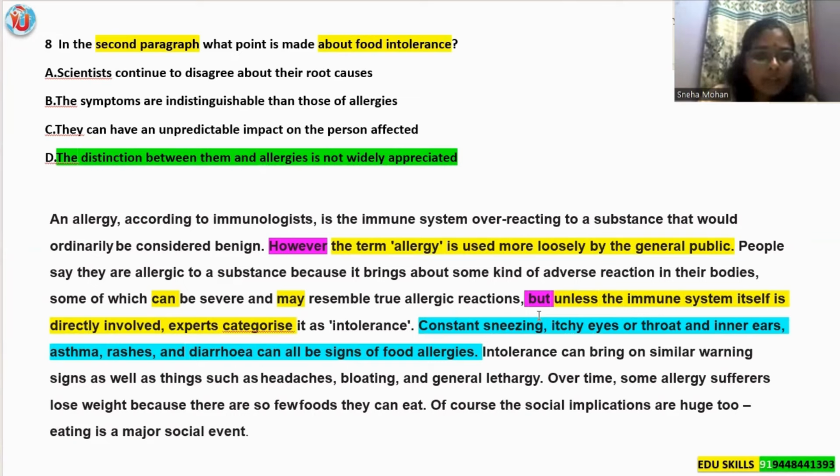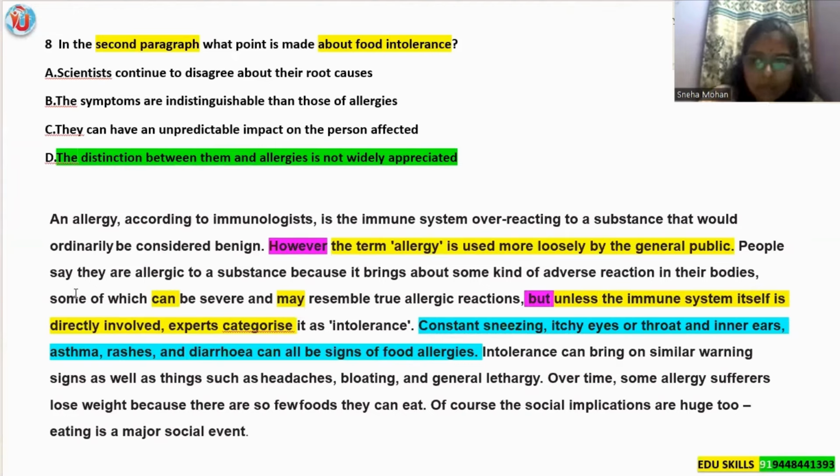In the entire paragraph, there is a description about allergy as well as intolerance. And they have also mentioned the signs and symptoms of allergy as well as intolerance. Constant sneezing, itchy eyes, throat and inner ears, asthma, rashes, and diarrhea. All these are signs of food allergies. Next, they're talking about intolerance, where they're telling that it can bring on similar warning signs as allergy, and along with them, they will also have headache, bloating, and general lethargy. So it is clearly told.